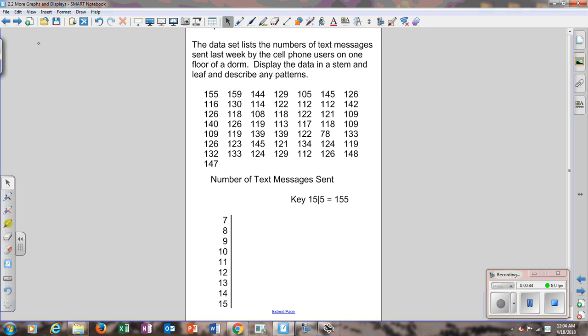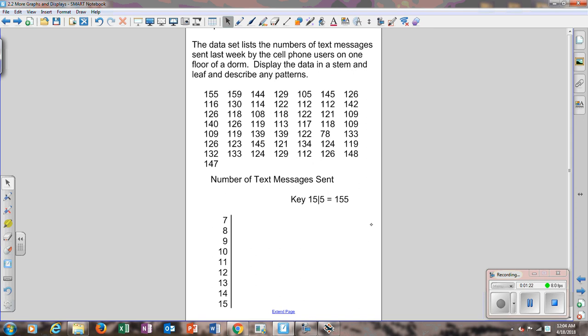Okay, the data set lists the number of text messages sent last week by the cell phone users on one floor of a dorm. Display the data in the stem and leaf and describe any patterns. So first, when we look at the key, you have to have a key in the stem and leaf, so that I know that two numbers are going to be to the left of the line, potentially. Obviously, if it's a number in the 70s, then it's only going to be one number to the left of the line and one number to the right of the line. Okay, and then it shows that that's equal to 155.